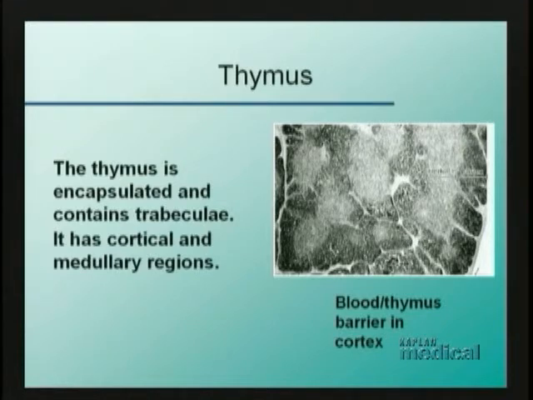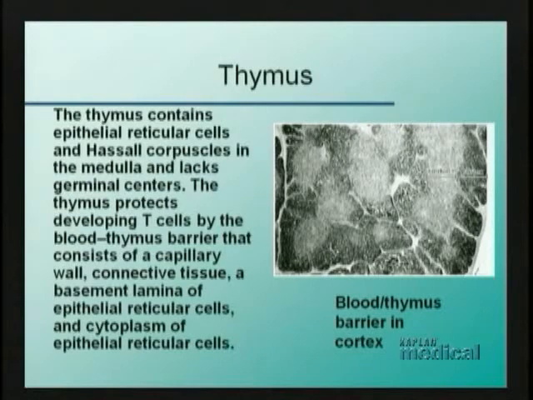Arguably, the most important area of the thymus is the cortex, because this is where the immature thymocytes are found, and it is the location of what we call the blood-thymus barrier, where the immature thymocytes are protected from involvement of the immune system. The thymus contains a distinct cortical and medullary region. Its major cell type other than the thymocytes are epithelial reticular cells, and Hassall's corpuscles, which are probably degenerative remnants of those epithelial reticular cells, found in the medulla.